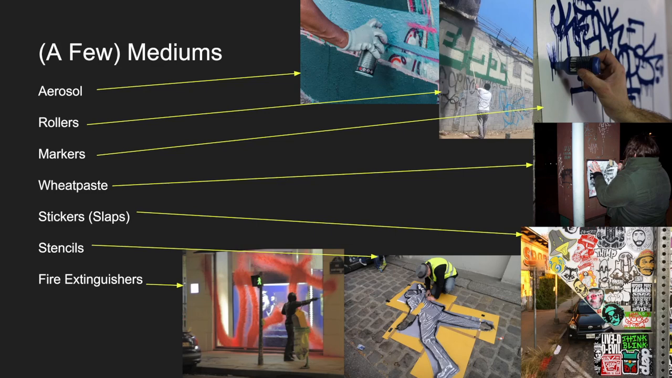And fire extinguishers. Not super commonplace, but I always like to include them because I just think they're neat. They have low control, huge coverage, just maximum carnage. You're basically filling a fire extinguisher with paint and saying, all right, let's go. So I like to give that one an honorable mention.